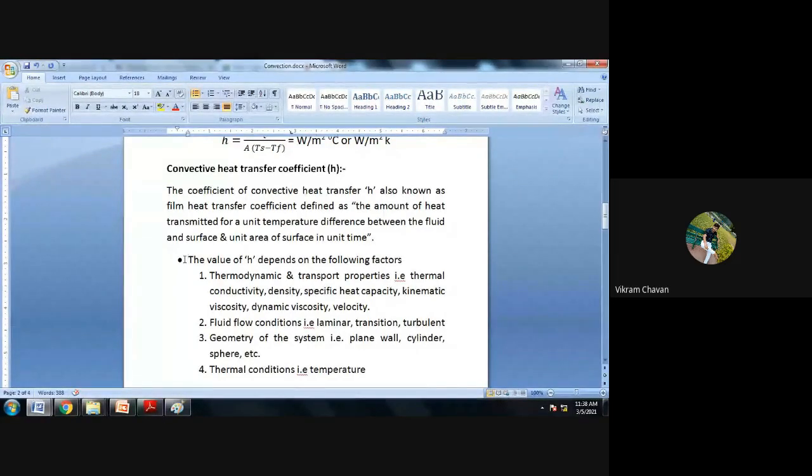Then the third one, geometry of the system. That is whether the geometry through which heat is transferring is a plane wall or a cylinder or a sphere. So on that also the heat transfer coefficient value depends. Geometry of the system, that is plane wall, cylinder, sphere, etc.